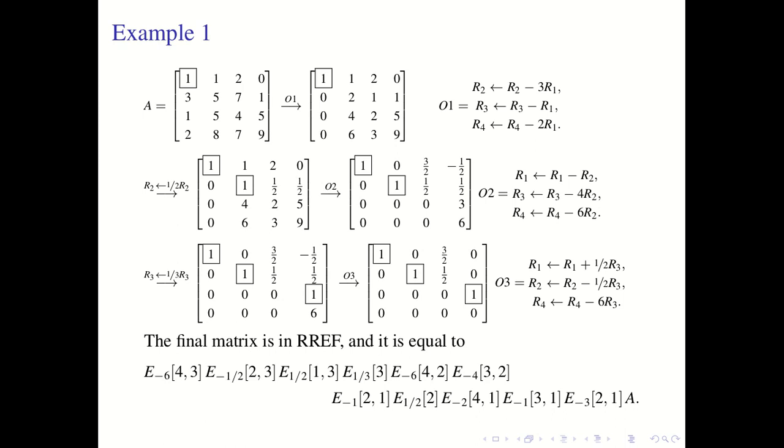So this matrix is in row reduced echelon form, and if you collect all the row operations that we have done, you can see that the row reduced echelon form is obtained by a series of matrix multiplications by several elementary matrices. We have given the product here, you can verify that.